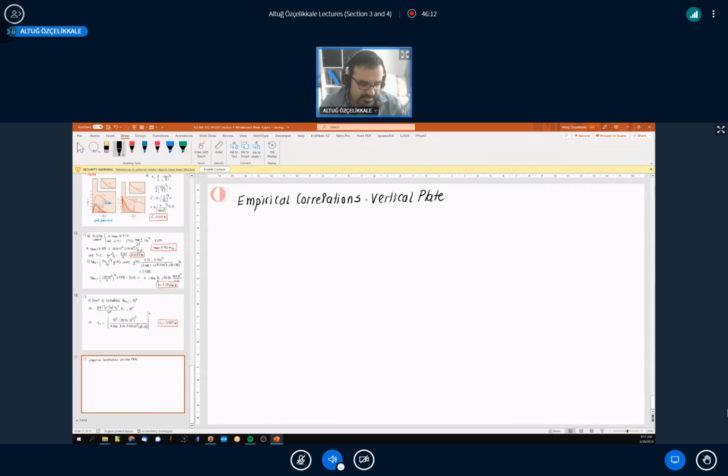Okay, so in general, when you look at the empirical correlations of immersed bodies, we are going to see an expression looking like the average Nusselt number is equal to some constant multiplied by the Rayleigh number raised to the power n. That kind of power law we are going to be seeing. This is the general form of the simplest correlations we are going to see for the cylinder, and for the vertical plate here. For instance, for the vertical plate, the coefficient is going to be 0.59 and n is equal to 1/4.